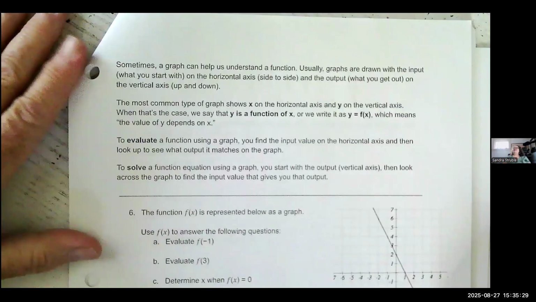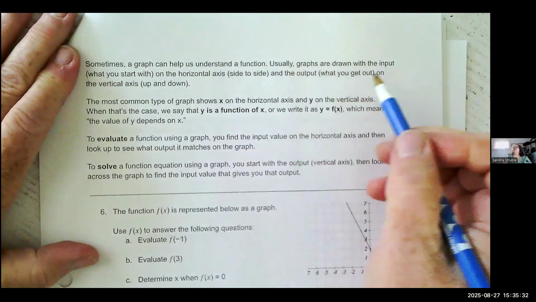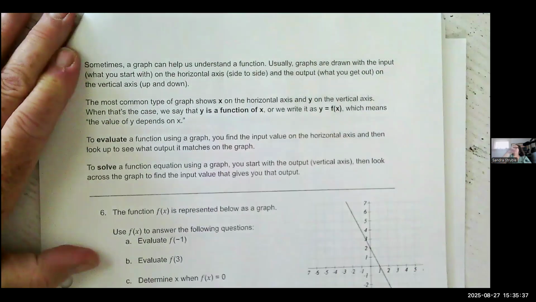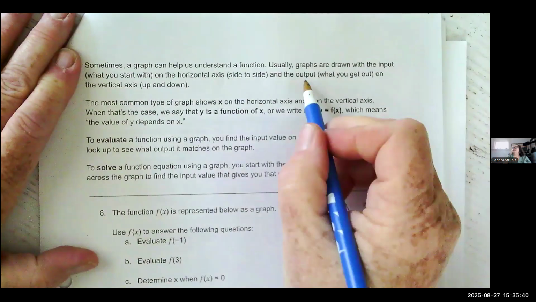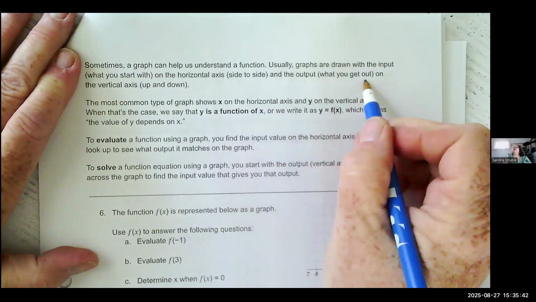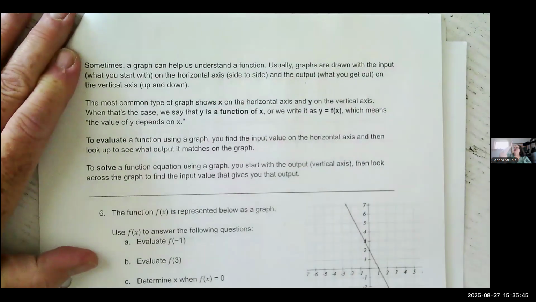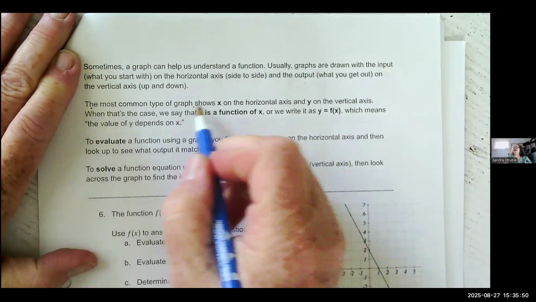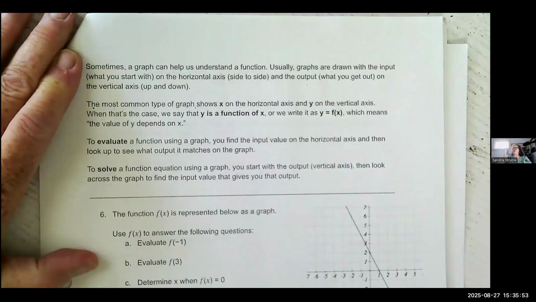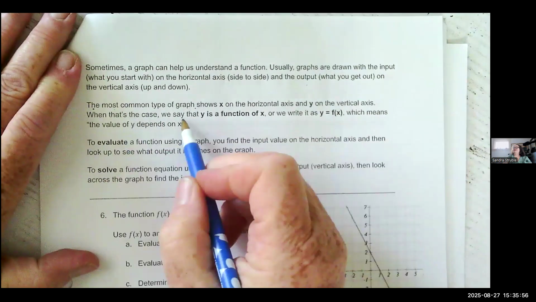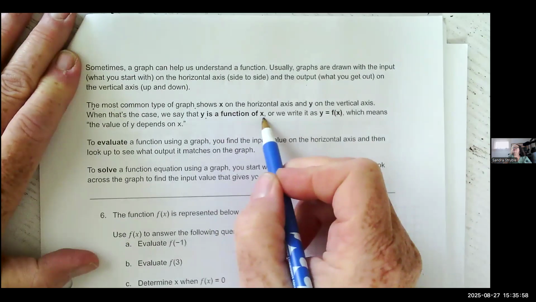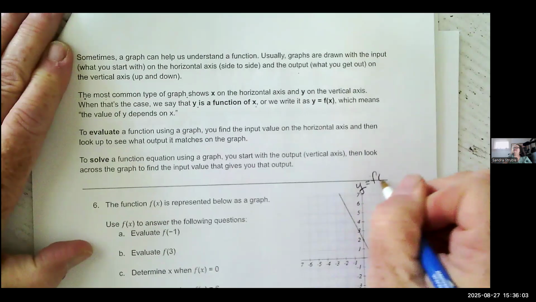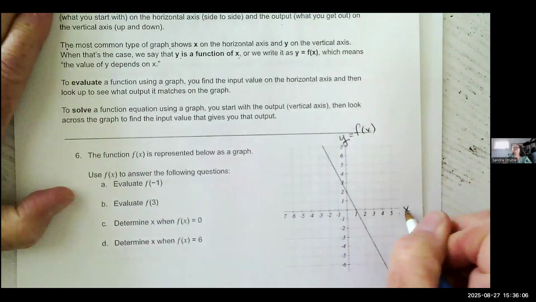Sometimes a graph can help us understand a function. Usually graphs are drawn with the input, what you start with, on the horizontal axis, the x-axis, side to side, and the output, what you get out of it, on the vertical axis, the y-axis, up and down. The most common type of graph shows the x horizontal and the y vertical. When that's the case, we say that y is a function of x. So this y is also f of x, and this one is our x.